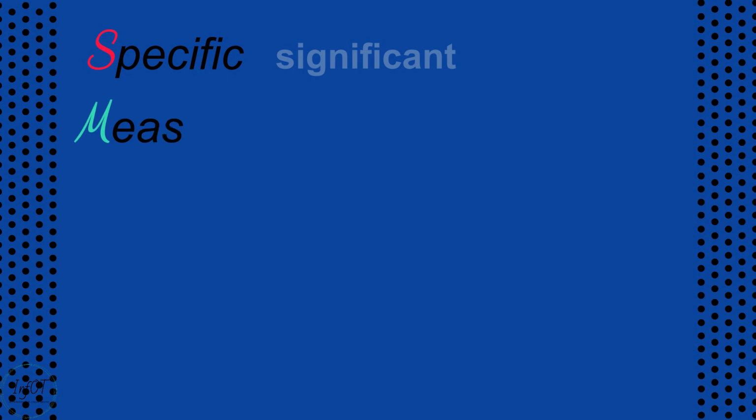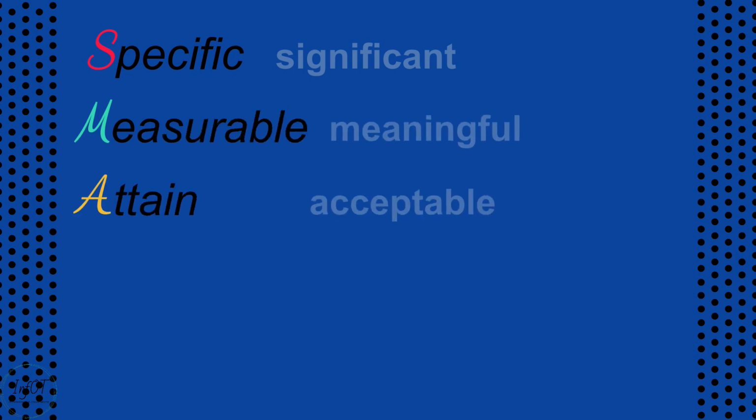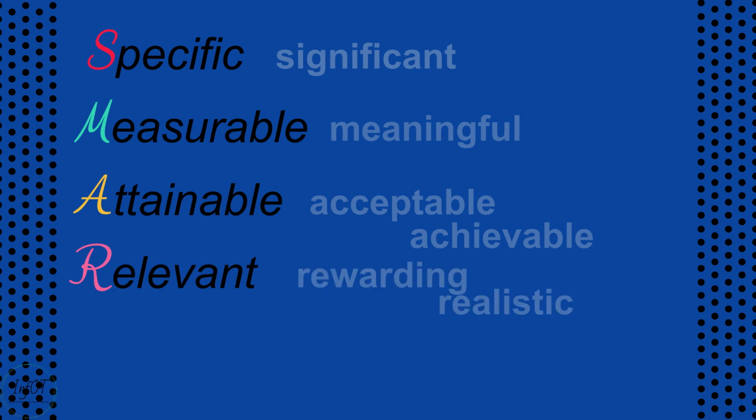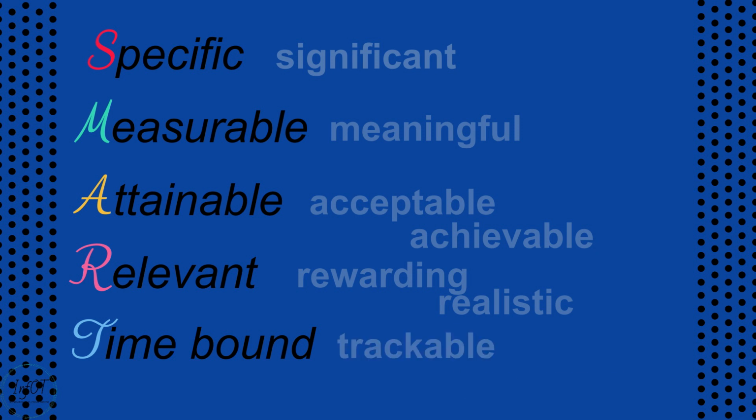S stands for specific or significant. M is for measurable or meaningful. A is attainable, acceptable, achievable, and so on. R stands for relevant, rewarding, or realistic, and T is for time, time-bound, trackable, or time-based. Let's review each characteristic one by one.